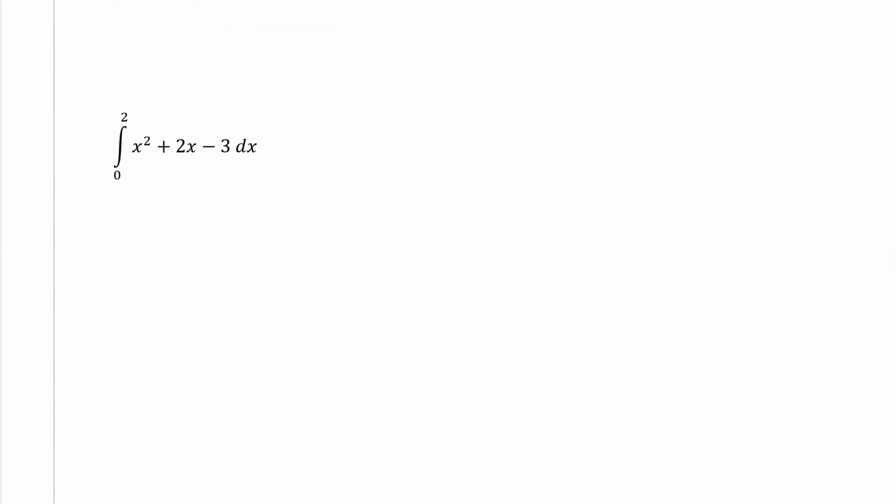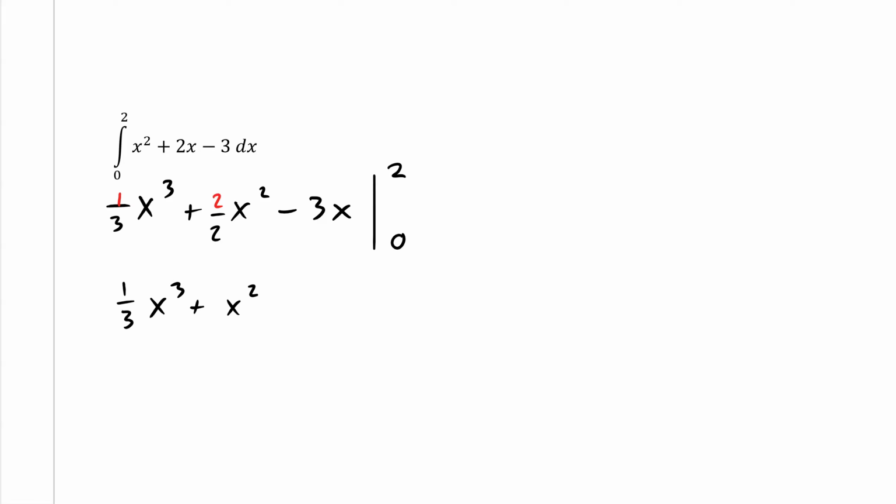So if you have the integral of x squared plus 2x minus 3, we would just do our antiderivative. What we learned before, remember, if it's a constant, we add the x. Now, the difference here is these are definite integrals, so we're not going to put plus C. What we're going to do is put a line and put 2 and 0 there. So this becomes 1/3 x cubed plus x squared minus 3x.